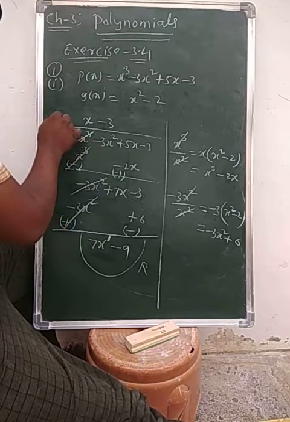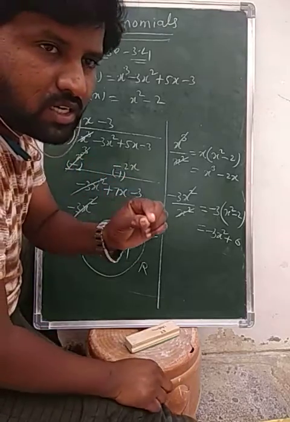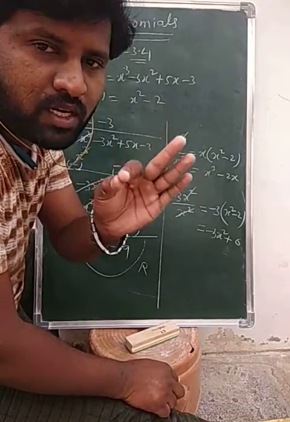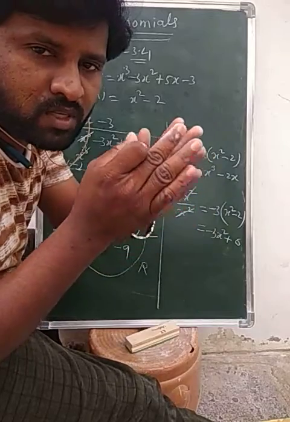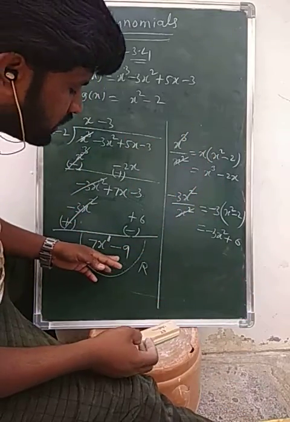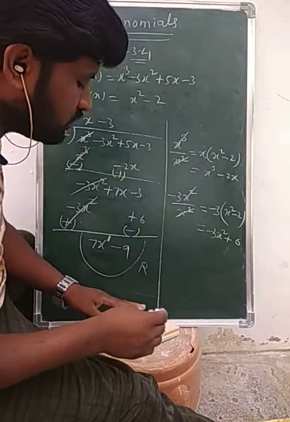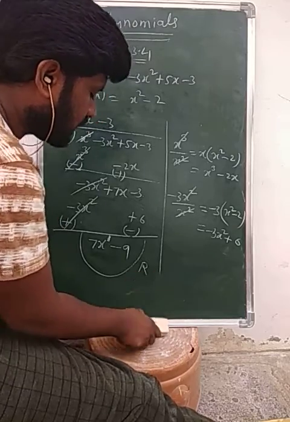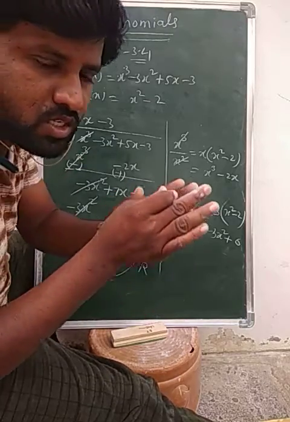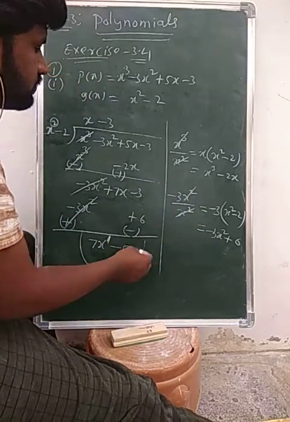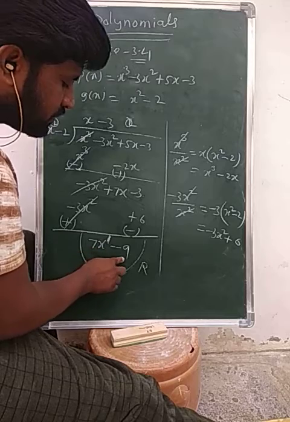What is the degree of the divisor? The degree of the divisor is 2. There is a condition: when the degree of the remainder is less than the degree of the divisor, you just stop the division. If the remainder degree is less than the divisor degree, stop the division, further division is not possible. So clearly the degree of the remainder is 1 and the degree of the divisor is 2, so you just stop the division. We get the quotient x minus 3 and the remainder 7x minus 9.